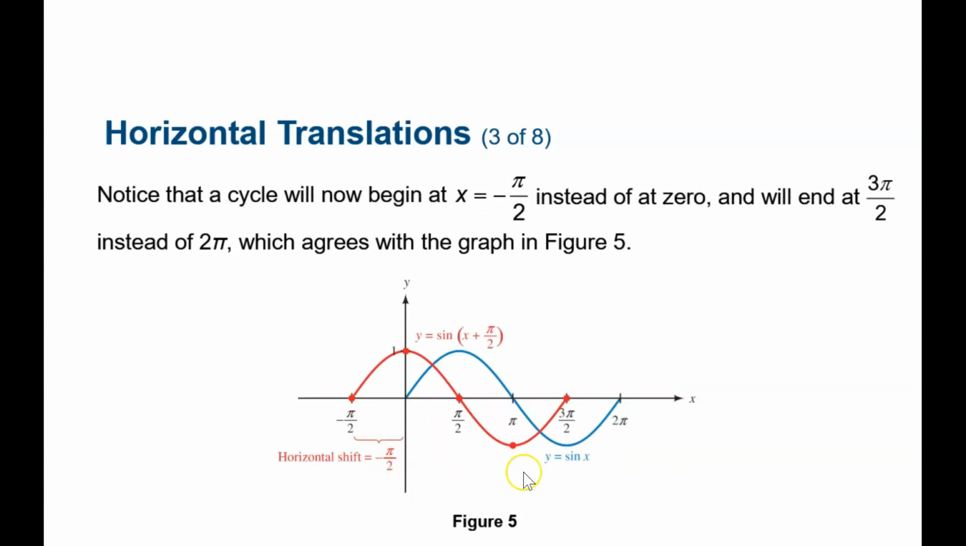Let's go back to the two graphs. Notice that the cycle will now begin at x equals negative pi over 2 instead of 0, and will end at 3 pi over 2 instead of 2 pi, because it shifted pi over 2 units to the left.